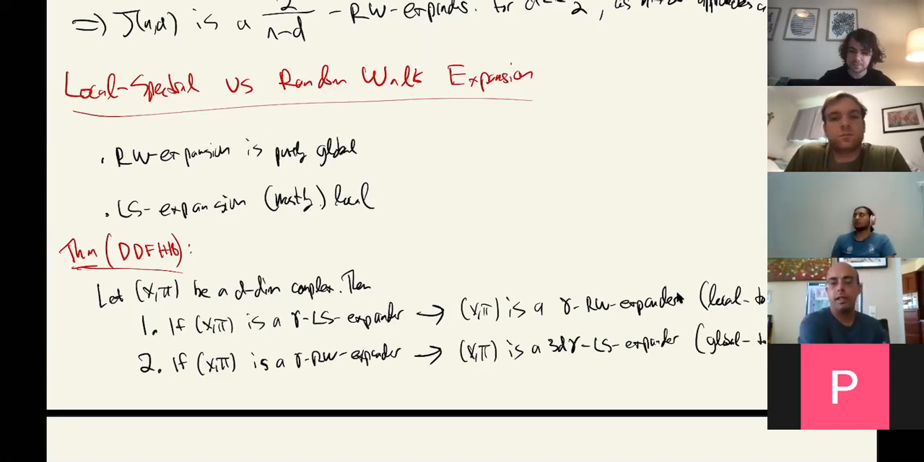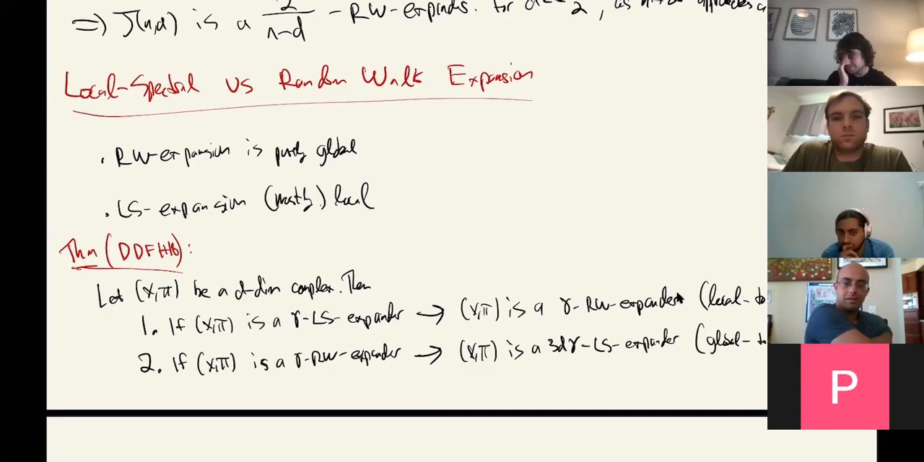Do you know if in the second one, is it known if you need to lose this factor of d? It's a good question, and I don't remember. I want to say Yotam answered this question at some point. I can't remember. I think that the 3d is maybe not tight, but there might be some examples where there is a loss of d.